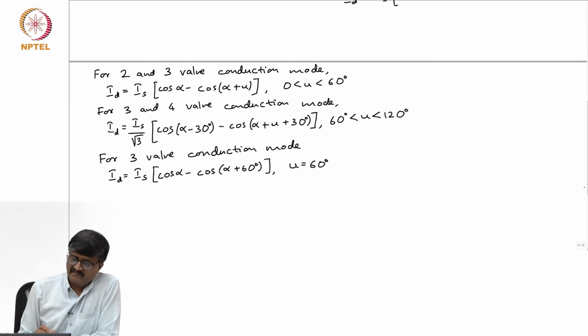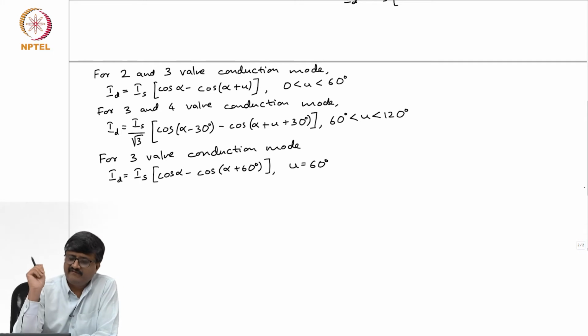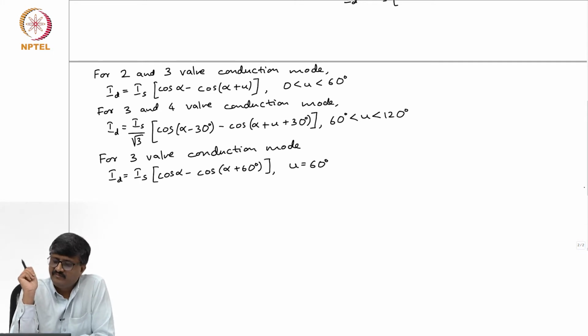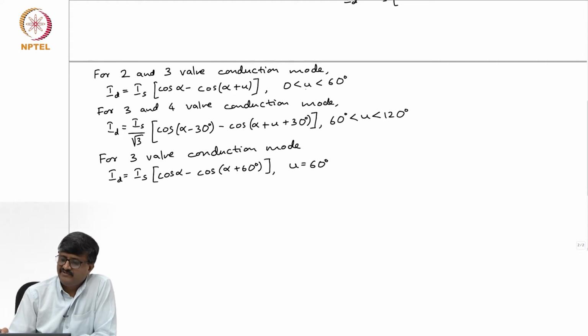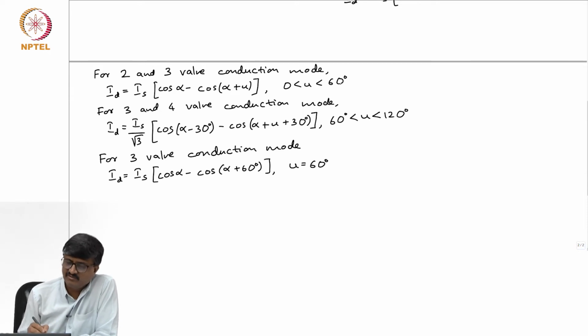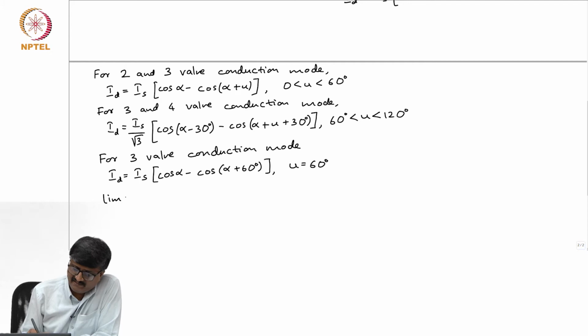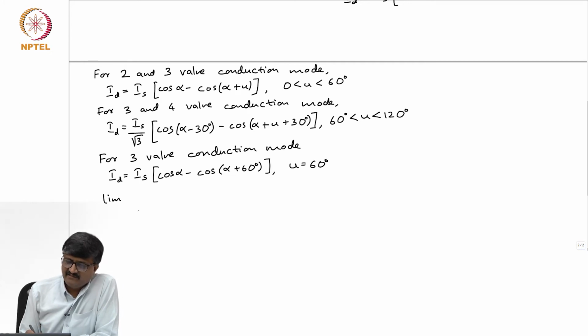Now let me see whether the equation that we obtained for 2 and 3 valve conduction mode is applicable for u equal to 60. It is to be noted that it's applicable for u less than 60, but is it valid for u equal to 60? It can be shown that it is true. Suppose I take the limit of the right hand side in the equation which gives the expression for id for u less than 60 degrees.